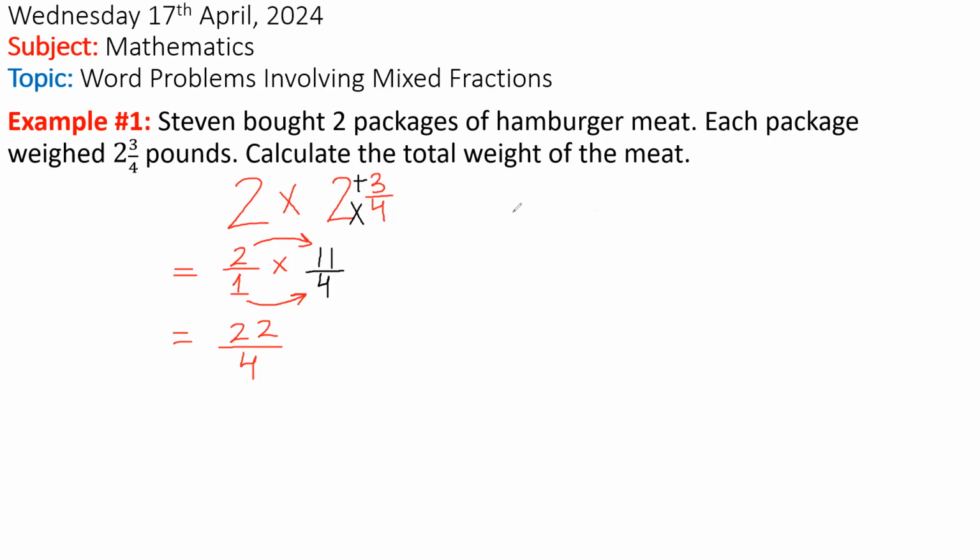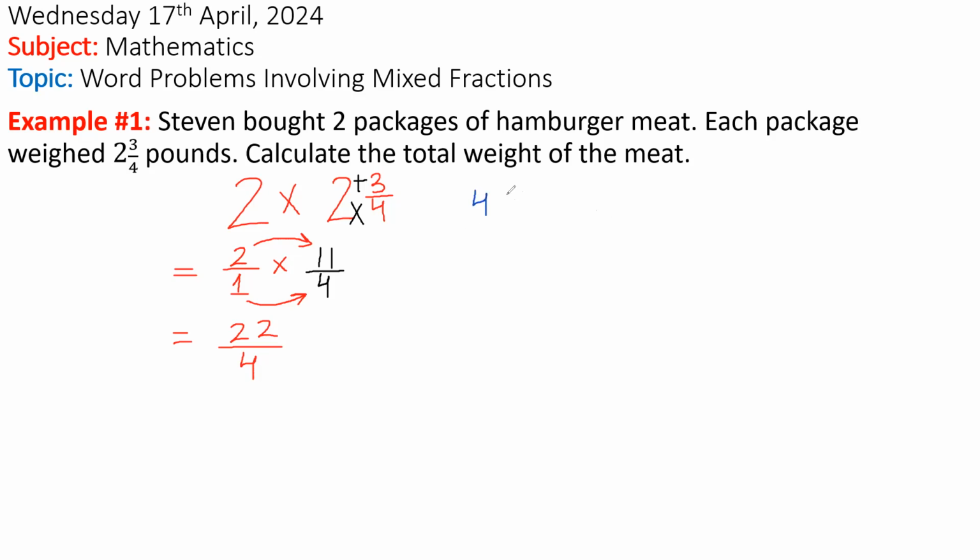And in order to do that, what must we do? We have to find the lowest common multiple? No. If we want to take 22 over 4 and change it into a mixed number, what must we do? We have to divide 22 by 4. Very good, divide 22 by 4.